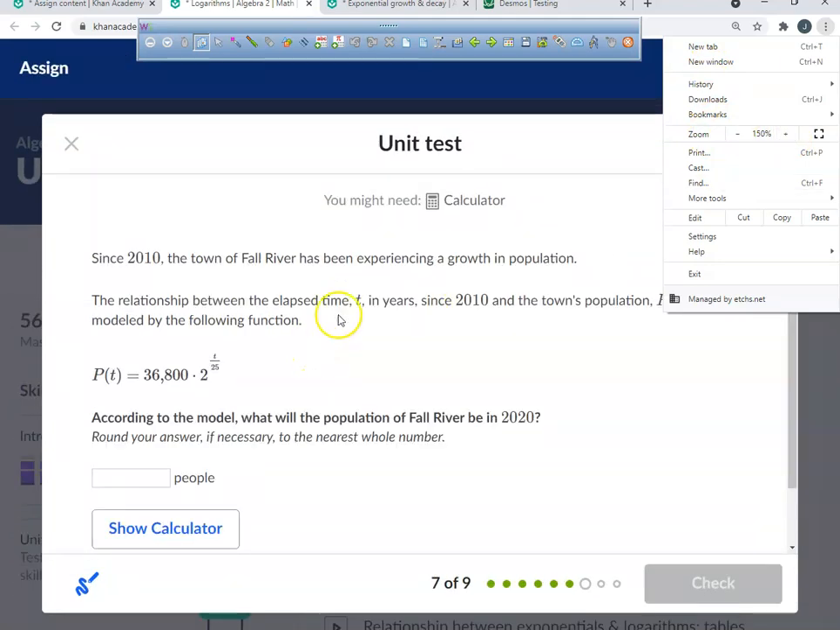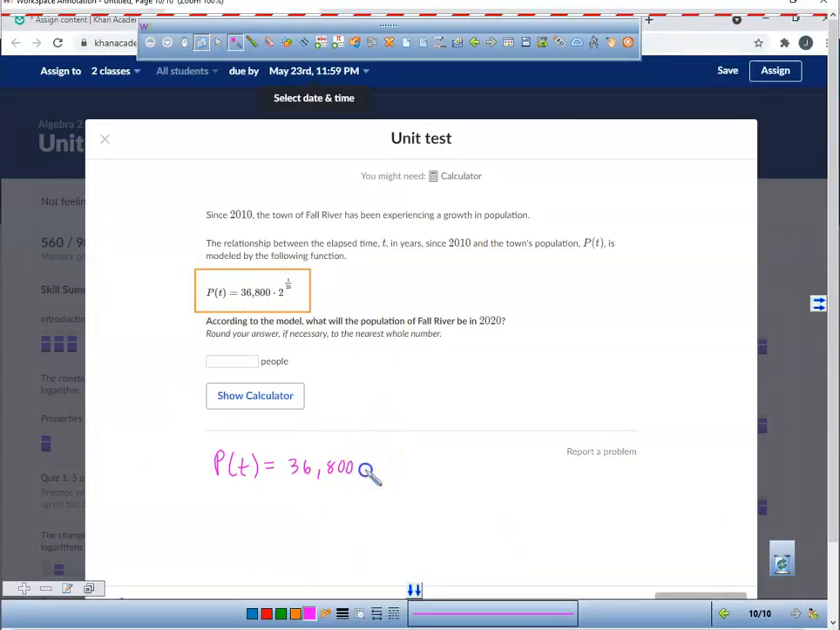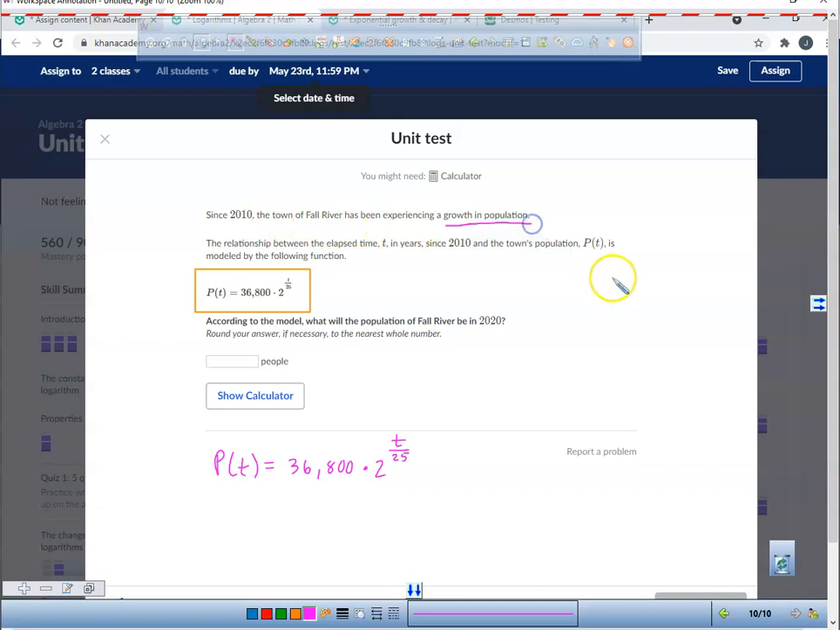All right, 25. There we go. So let's go back to, so that's 2 to the power of t over 25. Now, it says, since 2010, the town of Fall River has been experiencing a growth in population. The relationship between the elapsed time t in years since 2010 and the town's population p of t is modeled by this function. According to the model, what will the population of Fall River be in 2020?